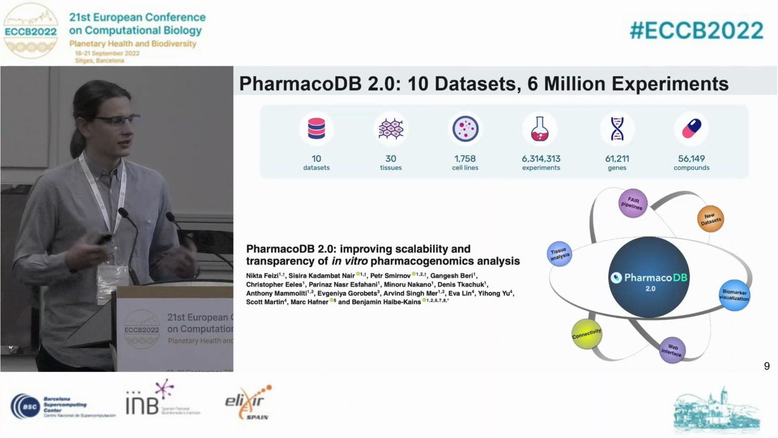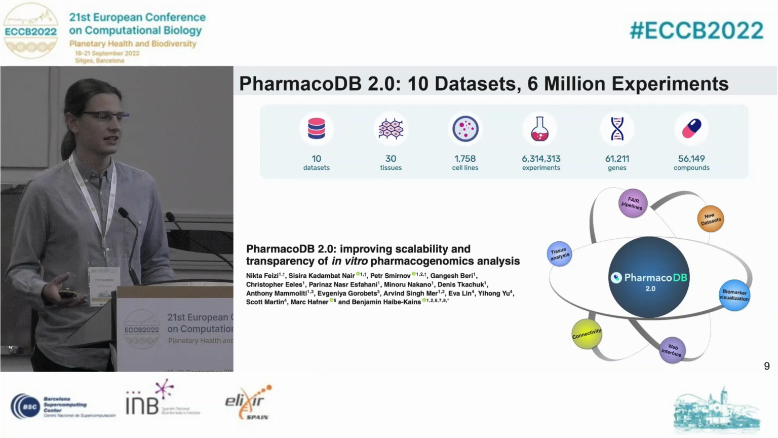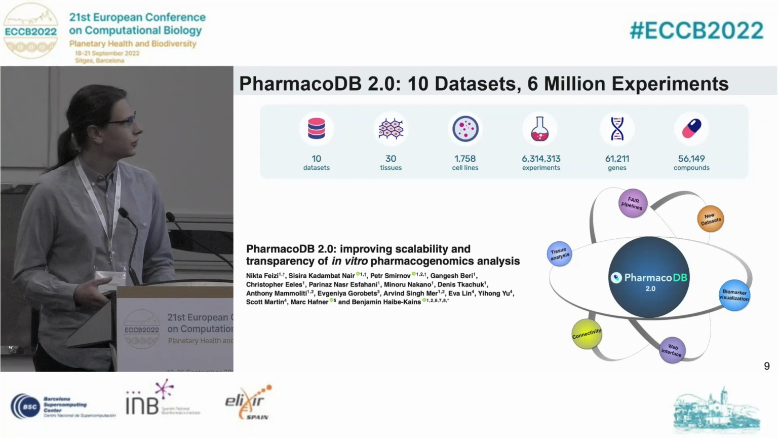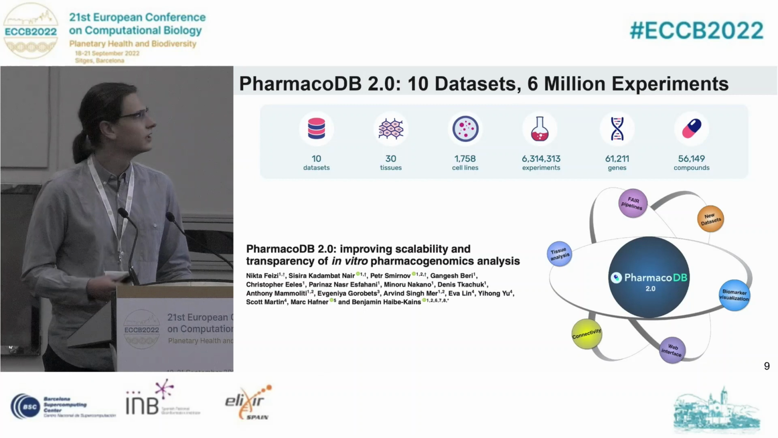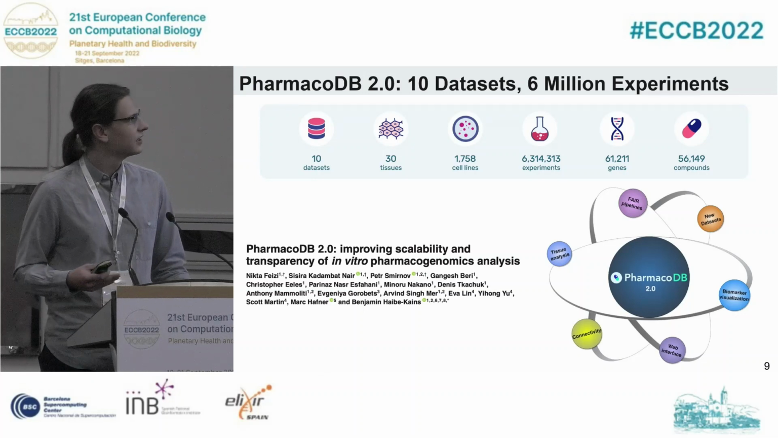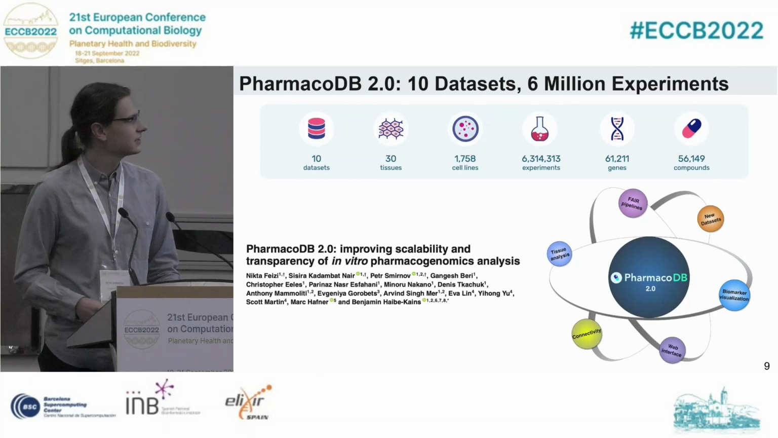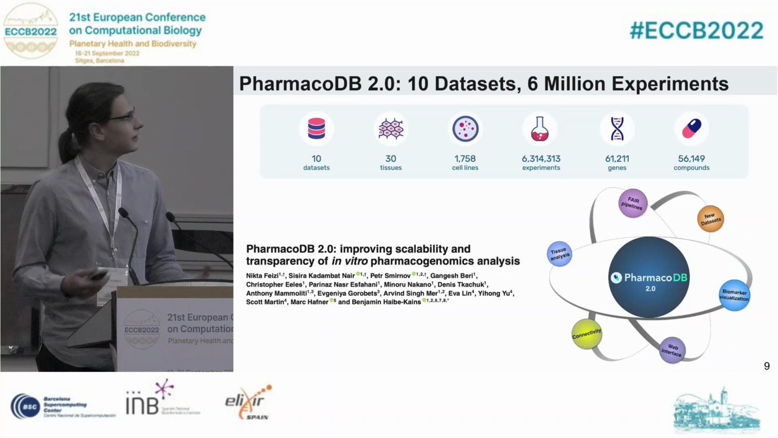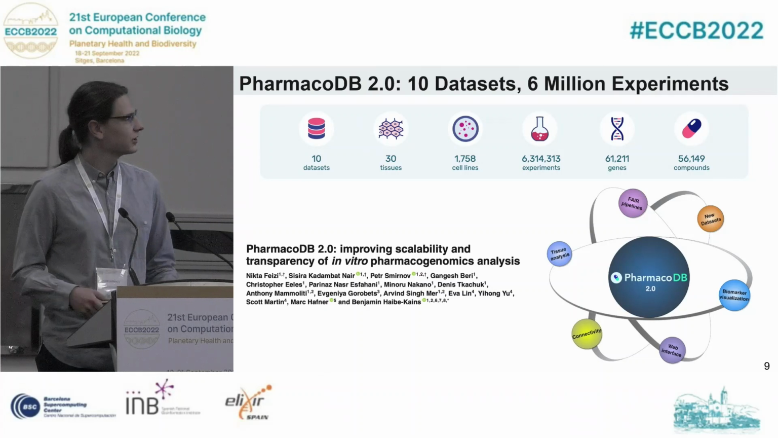And so for our second release, we now have 10 of the largest data sets that have been published. In total, we've reprocessed over 6 million drug dose response curves in 1,700 cell lines and tens of thousands of compounds, a lot of them from the NCI-60. And I can't demo the web application for you, but I want to show you what it looks like.